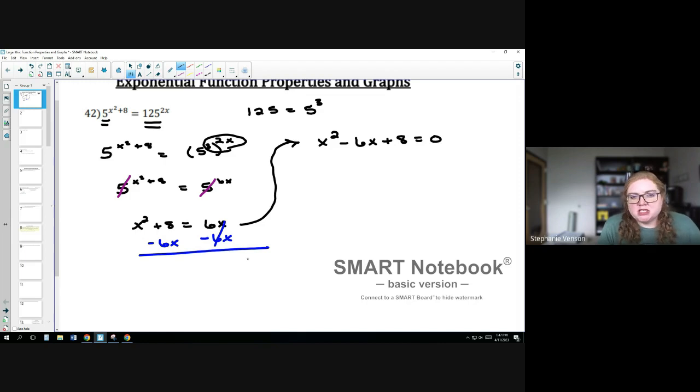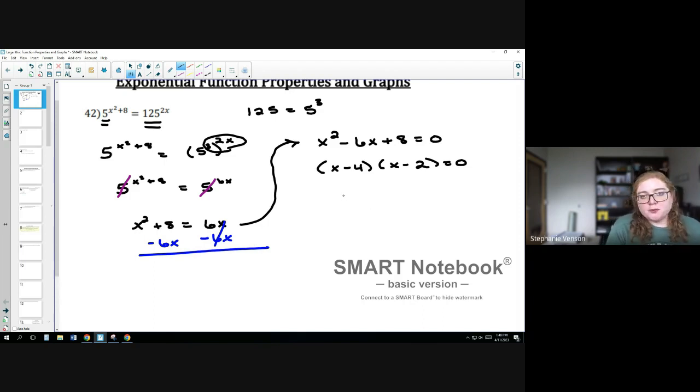But this one's really easy to factor. I can do minus 4 and minus 2 because negative 4 times negative 2 is positive 8 and negative 4 plus negative 2 is negative 6. So this factors into x minus 4 times x minus 2, and that's equal to 0.